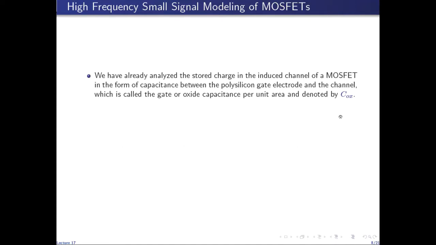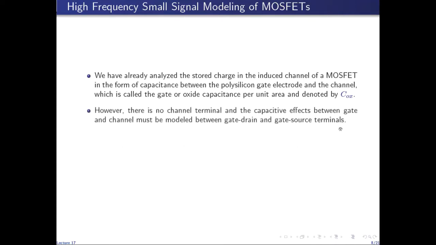But this capacitive effect, this capacitance, exists between the gate, the polysilicon gate electrode, and the channel, but there is no channel terminal. So this capacitive effect cannot be modeled as it is in the circuit because there is no channel terminal. So this capacitive effect between gate and channel is then modeled between gate and drain and gate and source terminals.